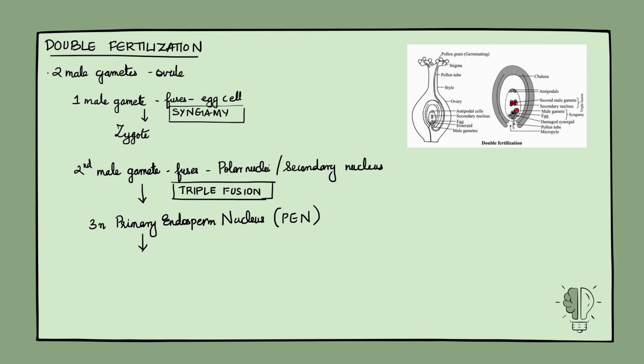Now this primary endosperm nucleus then develops into the endosperm that provides nourishment to the developing zygote. So we've learned that in double fertilization, one of the male gametes fuses with the egg cell to form a zygote, called syngamy, and the second male gamete fuses with the polar nuclei to form a triploid primary endosperm nucleus, called triple fusion. Since there are two fusions taking place in an ovule, syngamy and triple fusion, this process is called double fertilization.